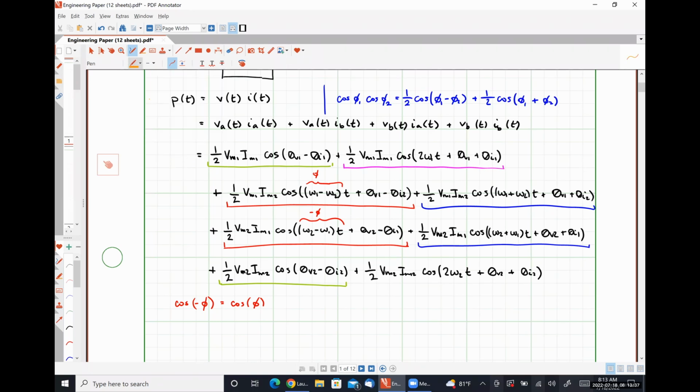And this guy right here is at a frequency of twice omega 2. So effectively, if we multiply two waveforms having two frequencies, we find that our power absorbed oscillates at 5 different frequencies. It'll always actually be 2n plus 1.